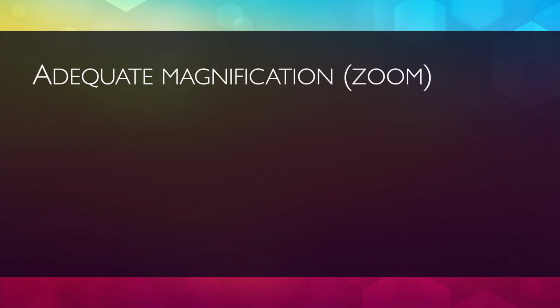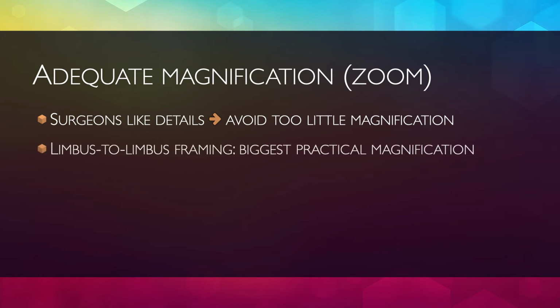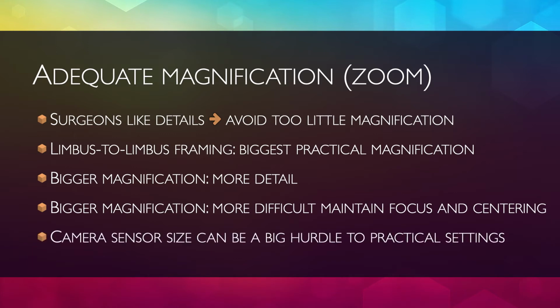Adequate magnification comes next in our list. Surgeons like to see details, and too little magnification hinders it. A limbus-to-limbus framing usually is the maximum that is practical or doable during surgery, but enhances focusing and centering difficulties. Inadequate camera sensor size can create problems due to different magnification ratios between the oculars and camera.